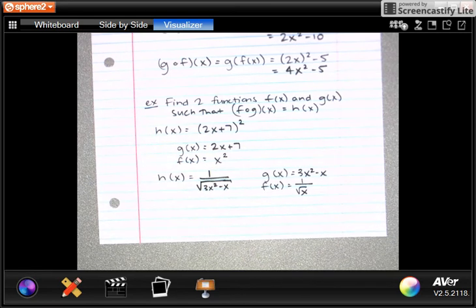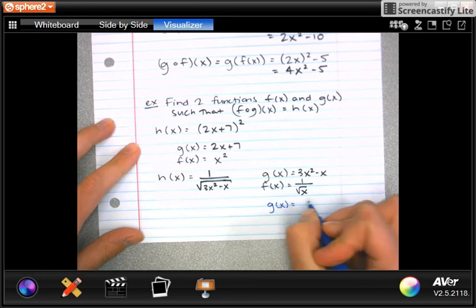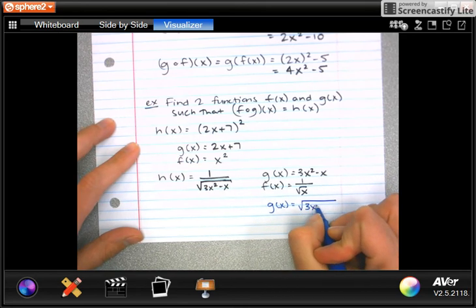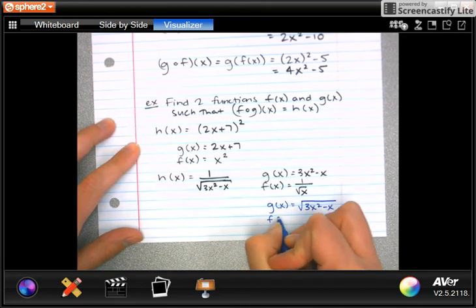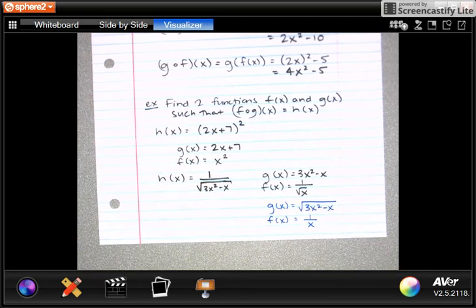The same way, you can have maybe a different answer. Maybe you could say that g of x is equal to not just the stuff in the square root, but including that square root, which would make f of x then just 1 over x. So again, a lot of these have a lot of different answers, and so long as you can justify and recompose them to make your original h of x, you're good to go.